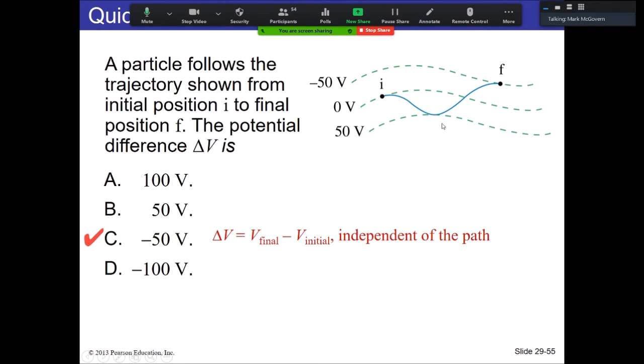It's like rolling a ball down a hill, and then maybe in the process of doing that, it goes up a little smaller hill, and then it comes back down. Well, it's possible it doesn't get over that smaller hill. That's a whole separate thing. But if it does, then same thing here. This thing was clearly able to get up to 50 volts, then it went down to minus 50. But we don't care about that path. We only care about initial to final.